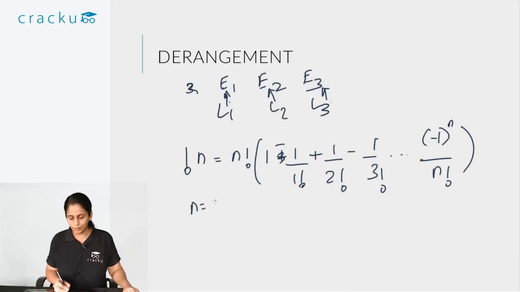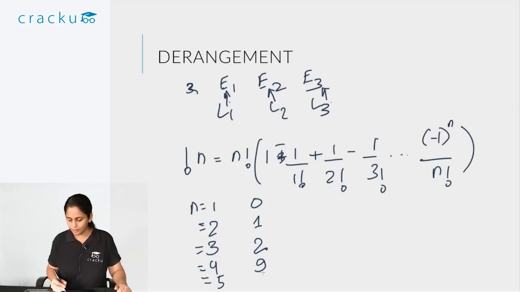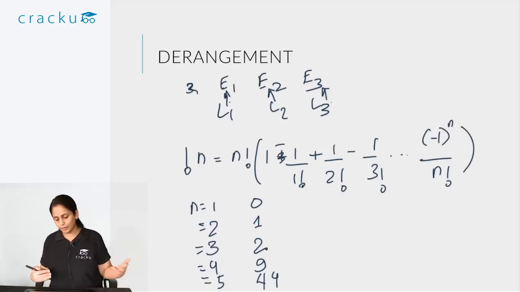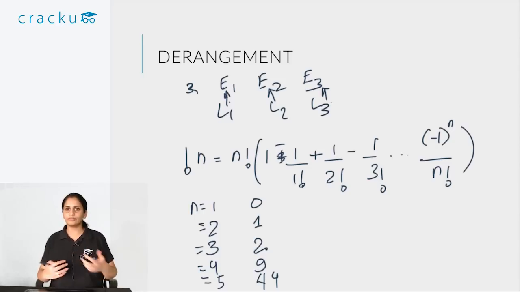If you have n equal to 1, you cannot disarrange 1. If you have n equal to 2, then there is just one way of disarranging. If you have n equal to 3, then the number of ways of disarranging are 2. If n is equal to 4, then this is 9, and when n is equal to 5, the number of ways of disarranging is 44. Generally you will have derangement questions for up to 4 only. So if you remember these 5 values, it's pretty quick for you to solve questions based on disarrangement. So this is the concept of derangement.